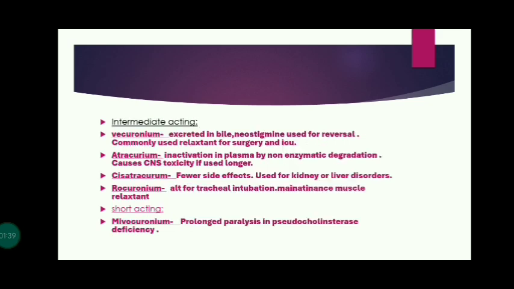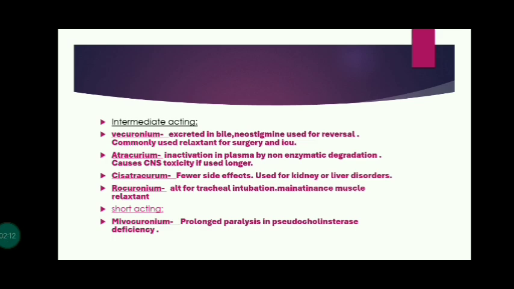The next category is intermediate acting drugs. It includes vecuronium. Vecuronium is excreted in the bile and neostigmine is used for its reversal after surgery. It is the common relaxant for surgery and in ICU. Next is atracurium. It is inactivated in the plasma by non-enzymatic degradation. It causes CNS toxicity if used for a longer time. Next is cisatracurium. Cisatracurium has fewer side effects, therefore used in kidney or liver disorders.